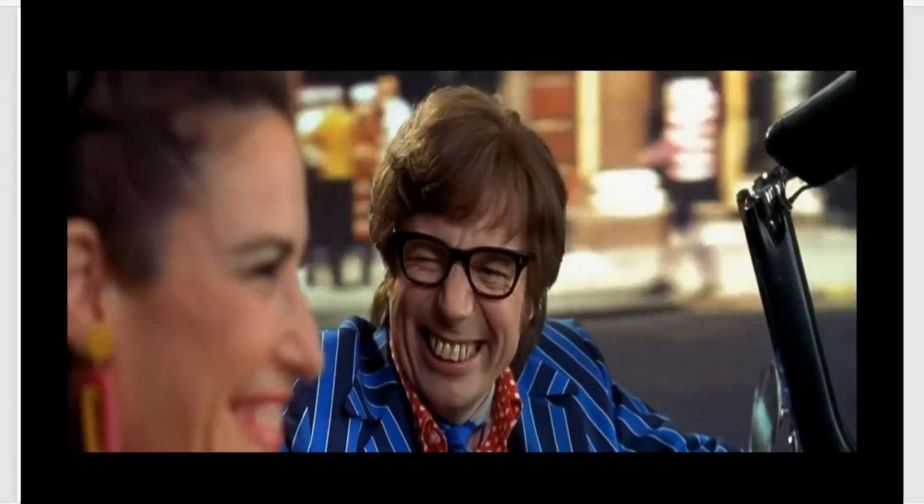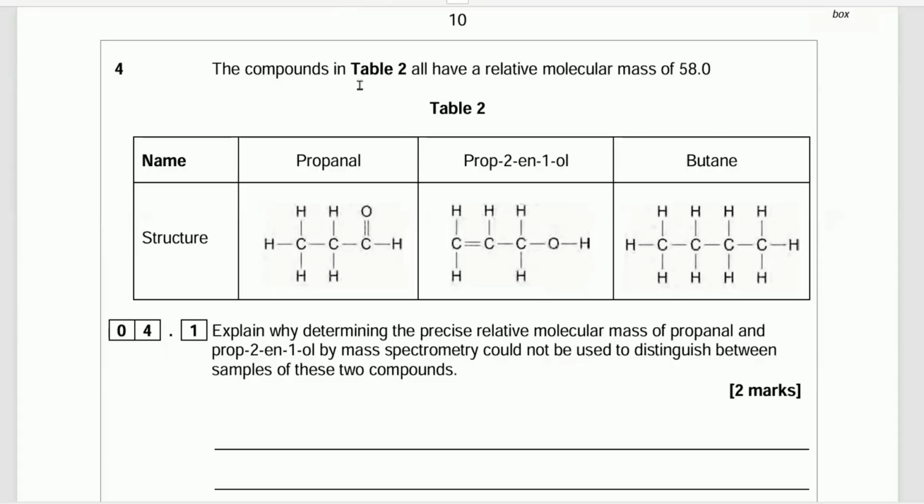The compounds in Table 2 all have a relative molecular mass of 58. Table 2 shows these compounds. We've got propanal, we've got prop-2-en-1-ol, so the "en" stands for the double bond, the "ol" for the alcohol group. And we've got butane, 4 carbons.